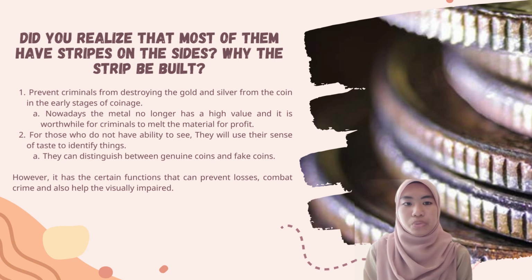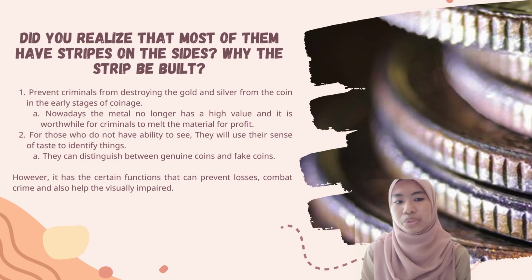Next, those who do not have the ability to see will use their sense of touch to identify things. The same goes for coins. People with vision problems can distinguish between genuine coins and fake coins by feeling the strip on the side of the coins. The physical characteristic of such coins can facilitate this group and also prevent fraud. The strip found on most coins is not mere decoration. It has certain functions that can prevent loss, combat crime, and also help the visually impaired.